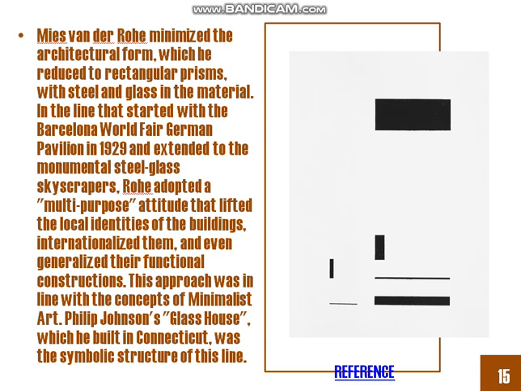The line that started with the Barcelona World Fair German Pavilion in 1929 extended to his monumental steel and glass skyscrapers. Rohe adopted a multi-purpose attitude that lifted the local identities of the buildings, internationalized them, even generalized their functional constructions. This approach was in line with the concept of minimalist art. Philip Johnson's Glass House, which he built connected to nature, was the symbolic structure of this line.